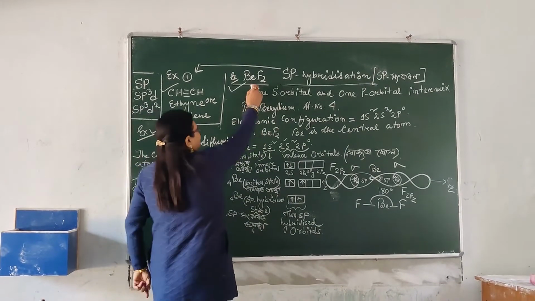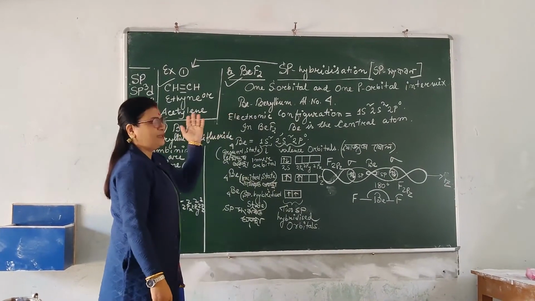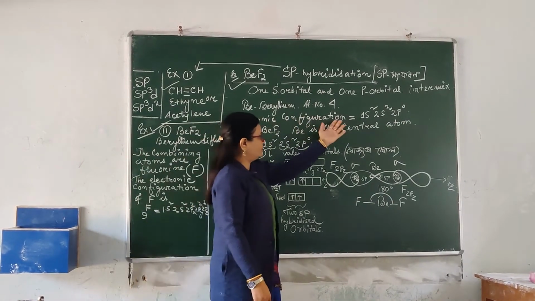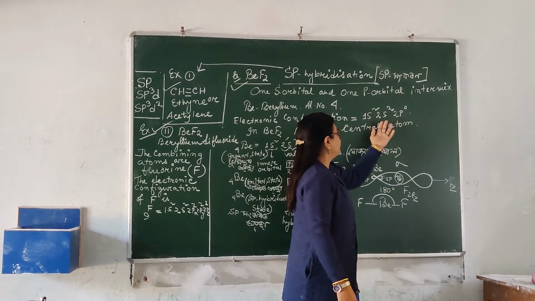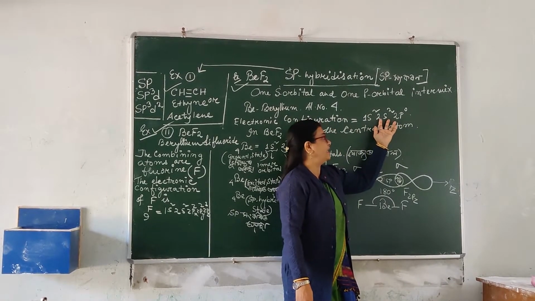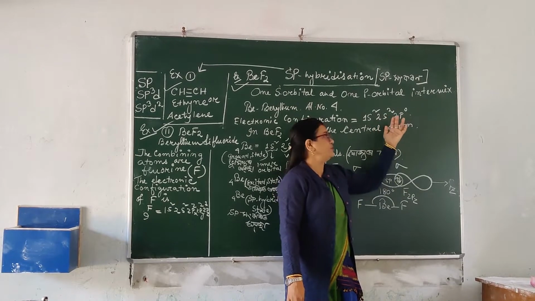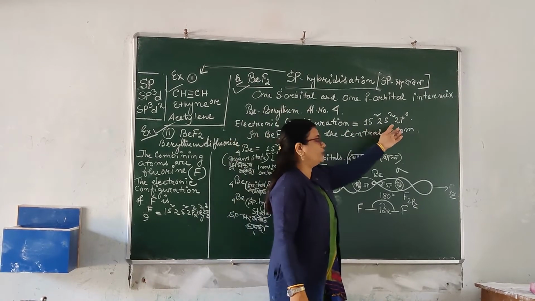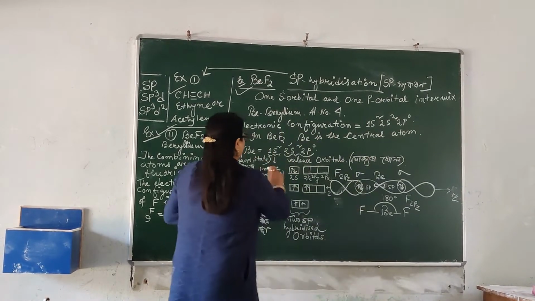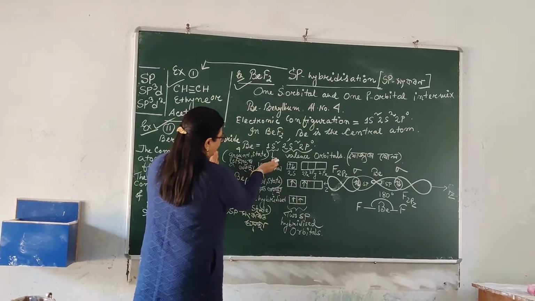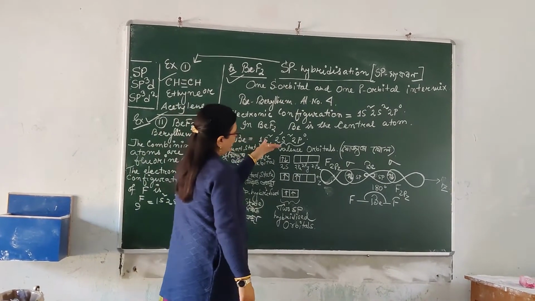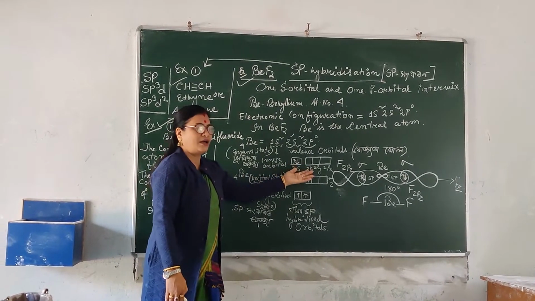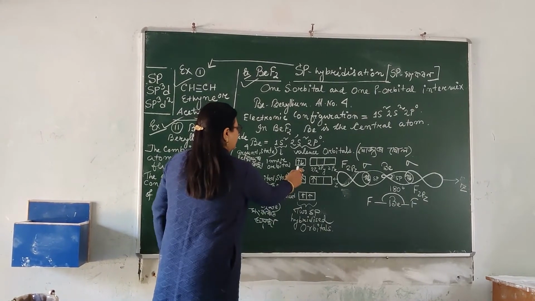In case of BeF2, since Be is the central atom, it has atomic number 4. So we can write the electronic configuration like 1s2, 2s2. In the n equal to 2 shell, there are p orbitals along with the s orbital, that is 2s and 2p. But in the ground state, the 2p orbitals are vacant. So we write the ground state electronic configuration like this, where the electron orbitals can also be represented by squares. And here this is 2s2, 2p is vacant.